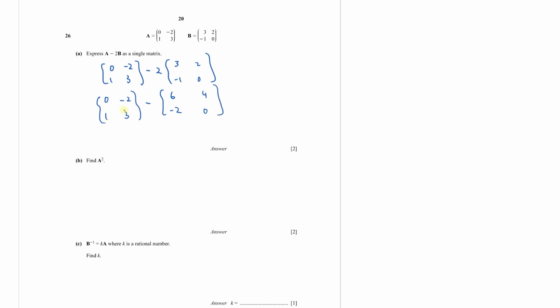And then I can subtract the corresponding numbers. So 0 minus 6 will be minus 6, minus 2 minus 4 will be minus 6, 1, so minus and minus, this will become plus. So 1 plus 2 will be 3, 3 minus 0 will be 3. So this will be [-6, -6; 3, 3].